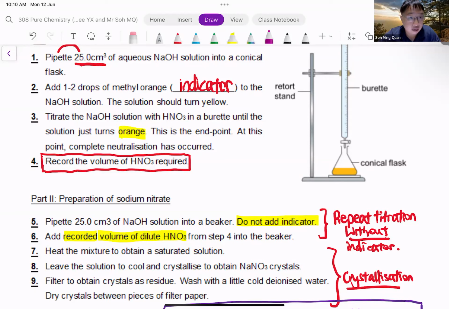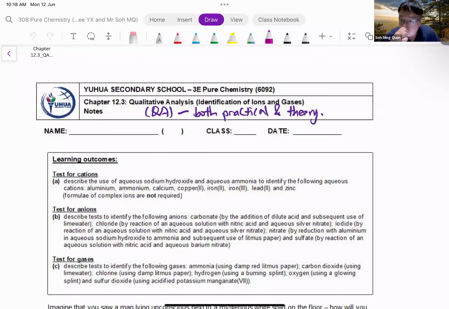Okay, so that concludes salt prep. So we'll move on to QA next. Okay, so let's move on to the QA next. Now, QA is an important topic for both practical and theory. So as mentioned previously, as well as just mentioned to those in the Zoom meeting, QA is important for both your theory exam and practical.